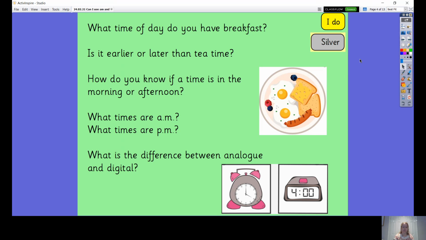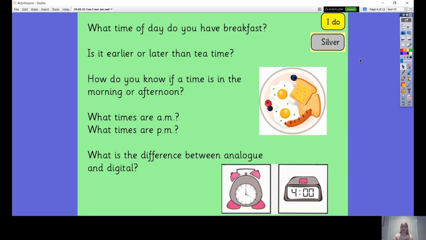And do you know what? If it's not in the morning, it doesn't count as breakfast. So, but we have it in the morning, okay? Is that earlier or later than tea time? Well, obviously it's earlier. Okay, we have breakfast before we have our tea, don't we, in the day? We have breakfast in the morning and we have tea time in the afternoon, evening time.